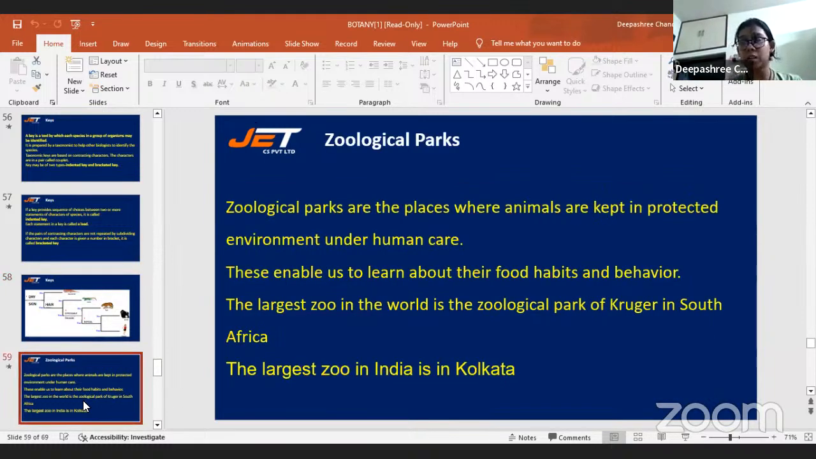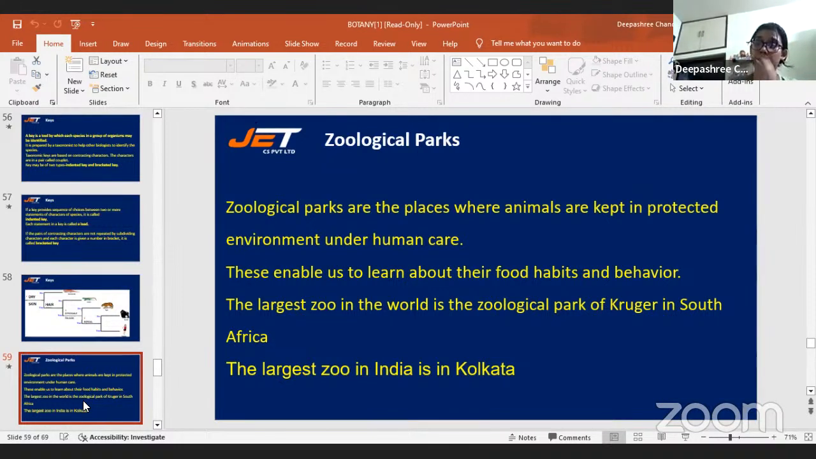So next comes the zoological parks. Zoological parks are the places where animals are kept in a protected environment under human care. This enables us to learn about their food habits. The largest zoo is in South Africa and the largest zoo in India is in Kolkata. Again, the same thing. If they are asking you about the whole world, it is in South Africa. Like that, botanical garden was in India. But if they are asking you about India, it is in Kolkata.